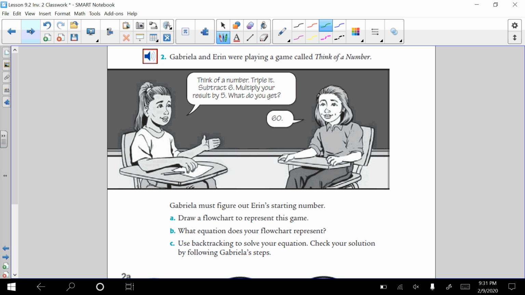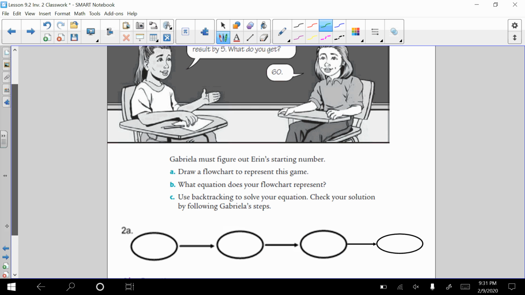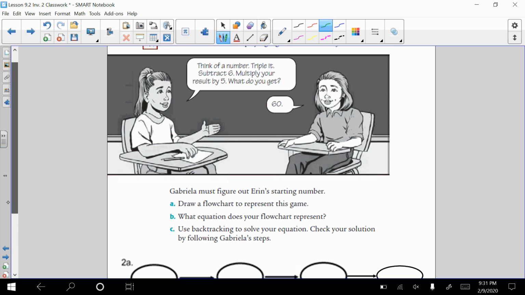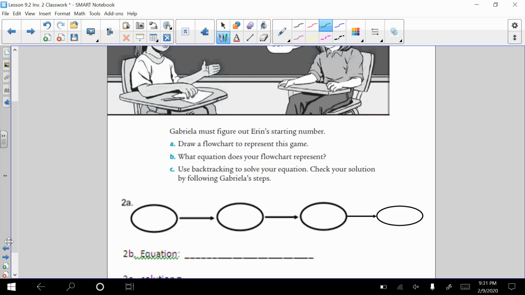Now here's Gabrielle and Aaron playing the game. Think of a number, triple it, subtract 6, multiply your results by 5, and what do you get? Well, first, Gabrielle must figure out Aaron's starting number. Draw a flow chart to represent this game. So the game says triple it, subtract 6. That means multiply by 3, subtract 6, then multiply the whole thing by 5.